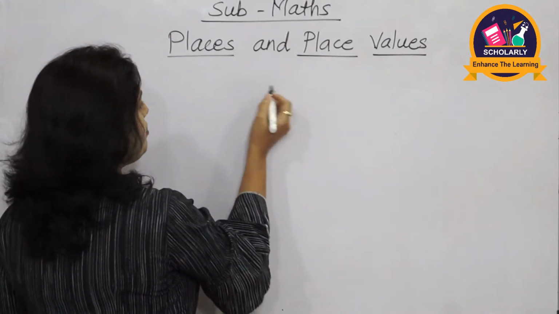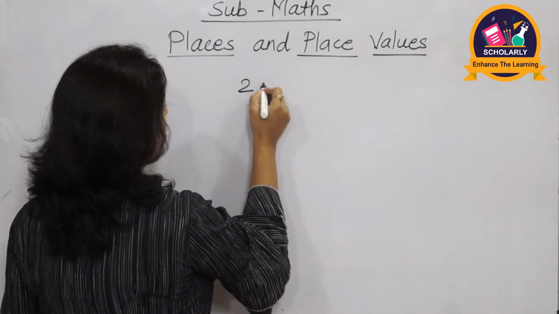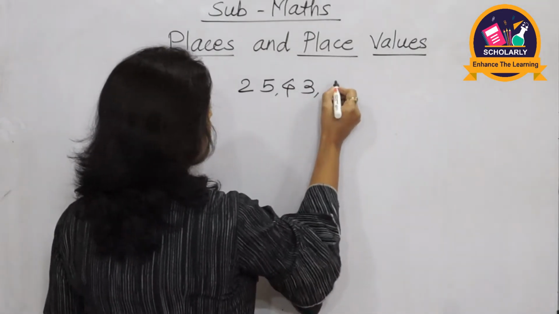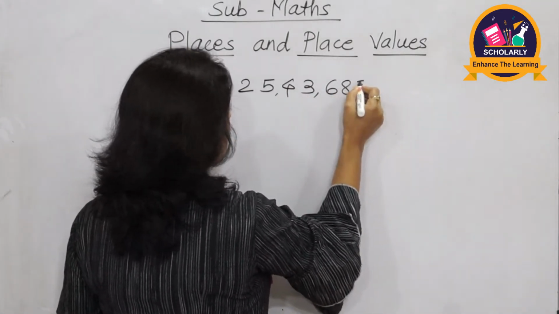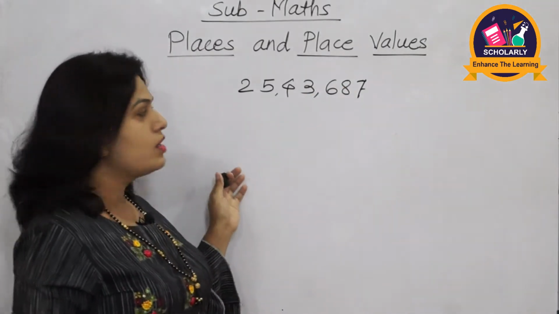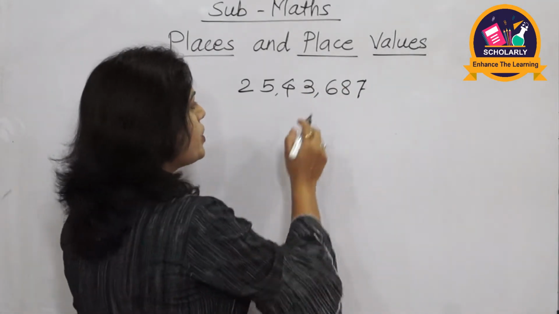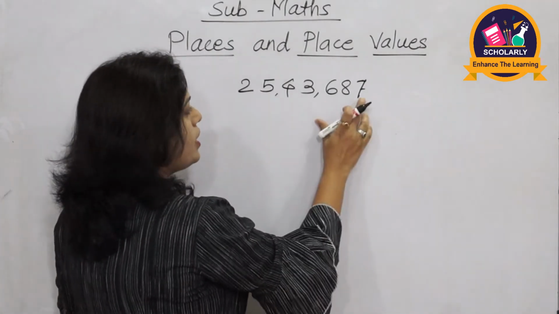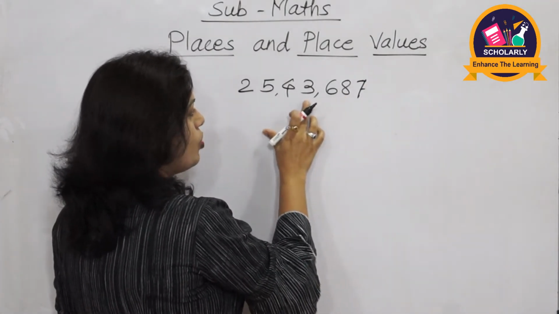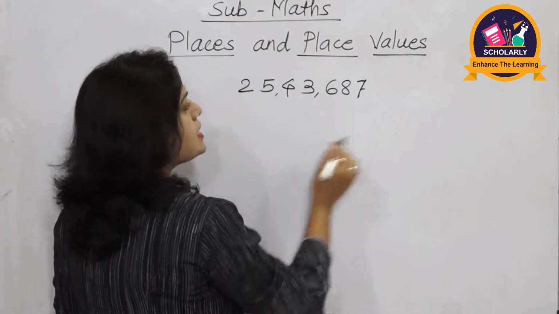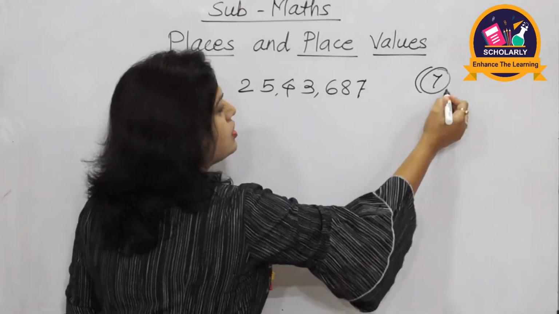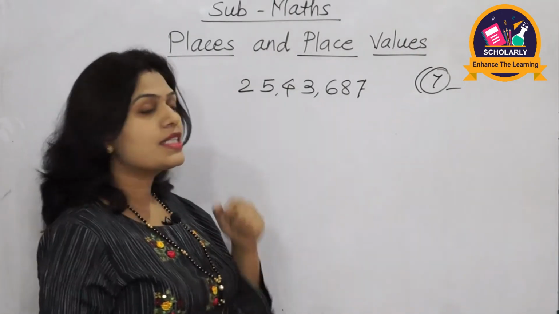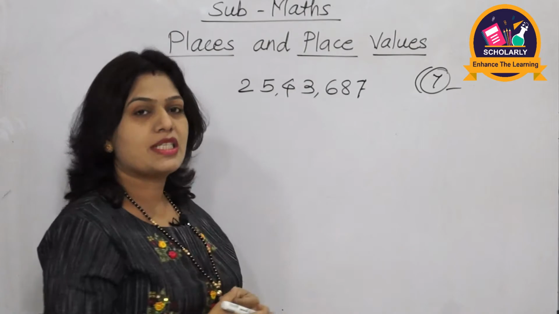Here I am writing a number. Okay, so can you read this number? Let's count the digits first. There are 1, 2, 3, 4, 5, 6 and 7 digits. This is a 7-digit number. So let's see which places are there.